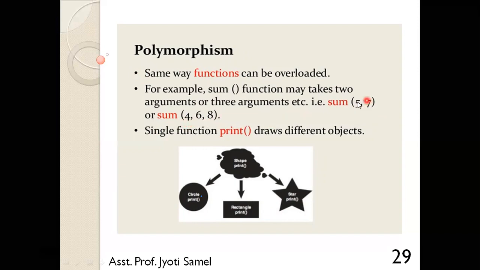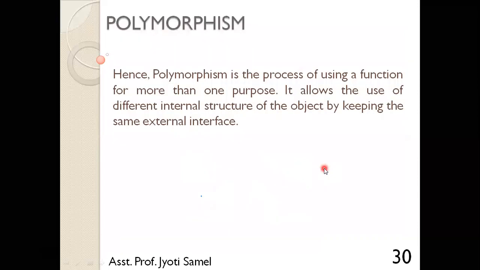It means that I am calling this function by passing two integer values, or we are calling this function by passing three integer values. So this is a differentiation. A single function print we can use for drawing the shape of a circle, rectangle or star, etc. Hence, polymorphism is a process of using a function for more than one purpose.